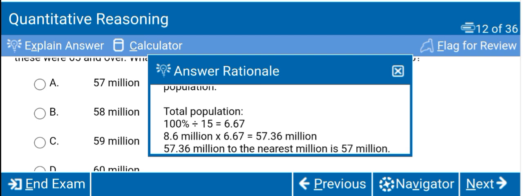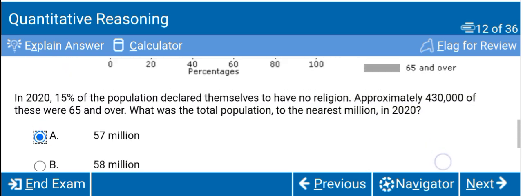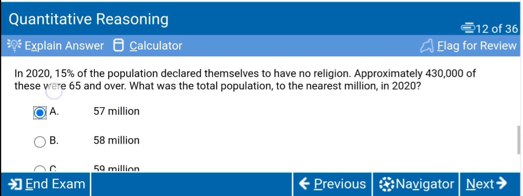So 57.36 million to the nearest million is 57 million. So that's how we have the correct response, option A. 57 million was the total population to the nearest million in 2020.